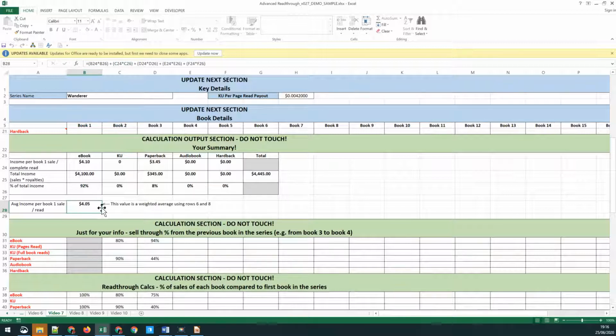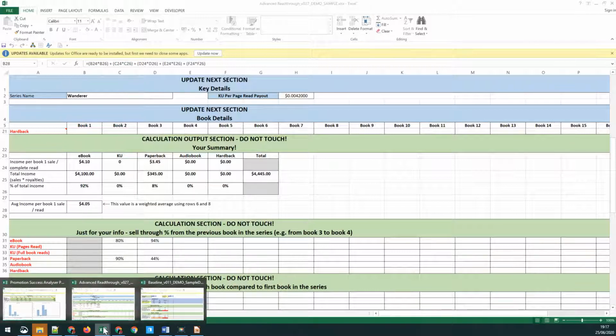And this is exactly the number that we were talking about earlier in the training for the Email Blast Success Calculator, that you need this number to enter into that sheet. And then the Pro version has some extra features as well, as all the Pro versions do.